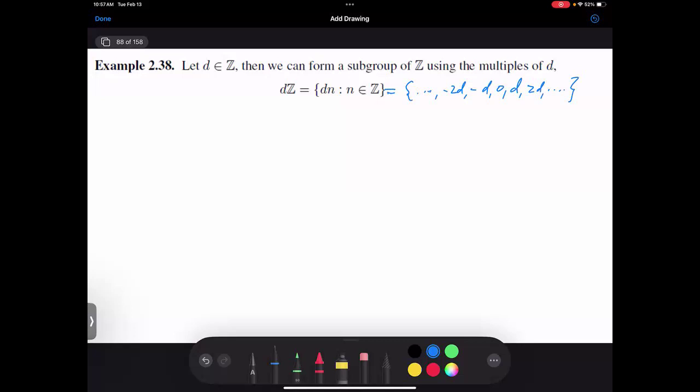If I take two things that are multiples of D and I add them, I'm going to get a multiple of D. If I look at the additive inverse, the additive inverse of 5D is minus 5D, the additive inverse of negative 2D is 2D. So the inverses are going to live in here. The zero element is going to live in here. This is going to be a subgroup. So you can show that this is a subgroup.